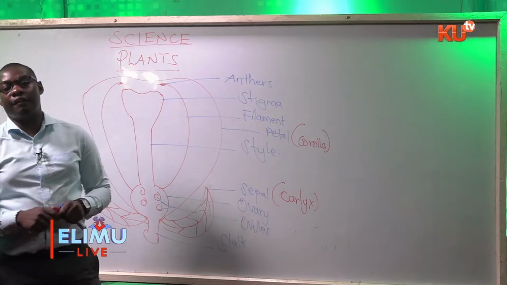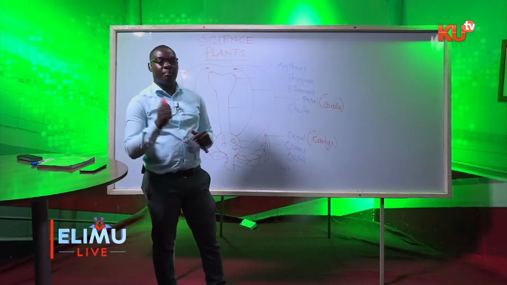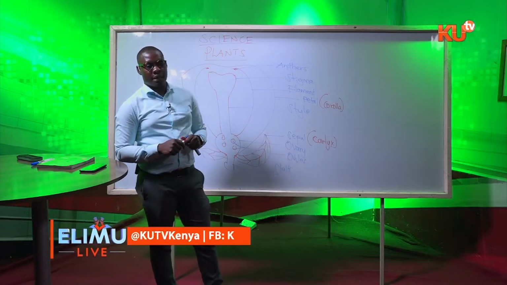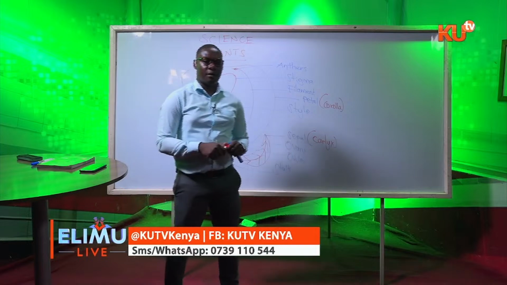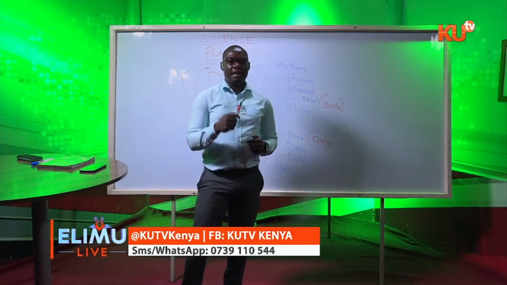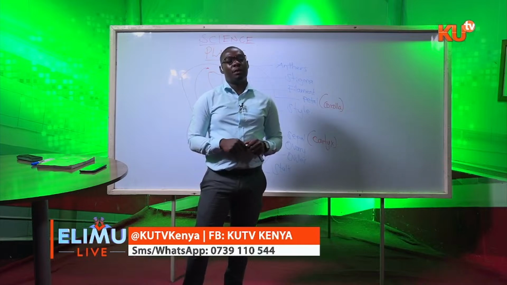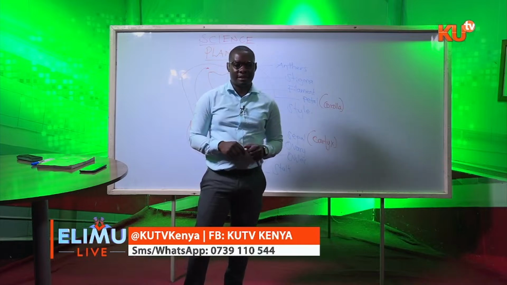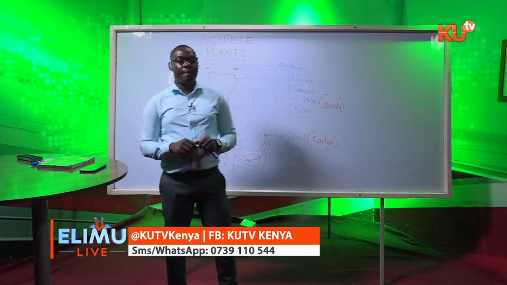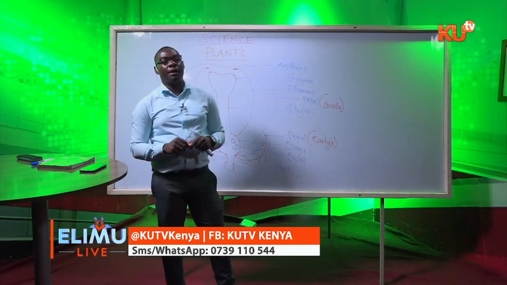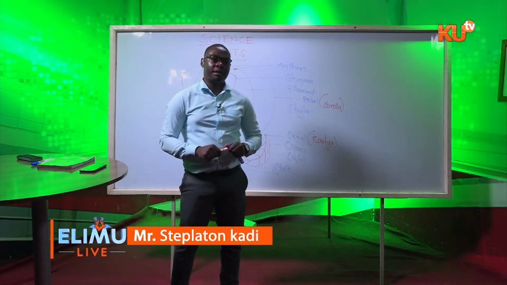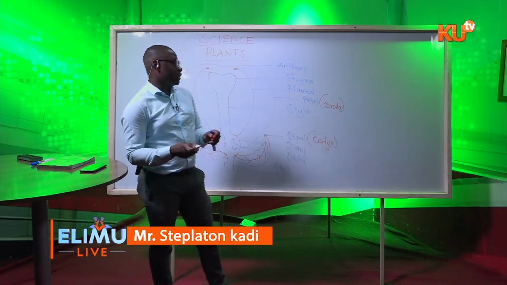So even in a flower, we have the male parts of the flower and the female parts of the flower. The male parts of the flower will produce the male sex cells, which we will come to understand will be called the pollen grains. Then the female parts of the flower will produce the female sex cells, which will be called the ovules.